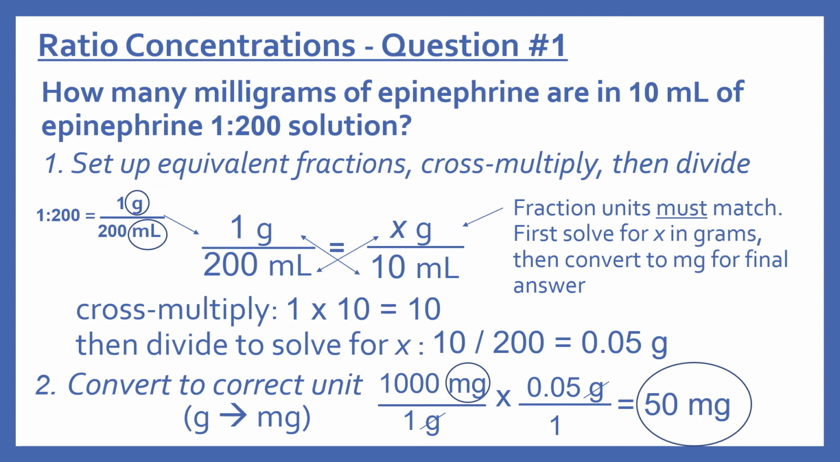So we'll do 1,000 milligrams per 1 gram. That's how many milligrams are in a gram. Times 0.05 grams over 1, just to put it over something, because the number over 1 is equal to itself. So now our grams cancel out because we have a gram on the top of a fraction and one on the bottom, so those cancel. We're left with the unit of milligrams. Now we'll do the math and multiply 1,000 times 0.05, and that equals 50 milligrams. So there are 50 milligrams of epinephrine in 10 milliliters of an epinephrine 1 to 200 solution.